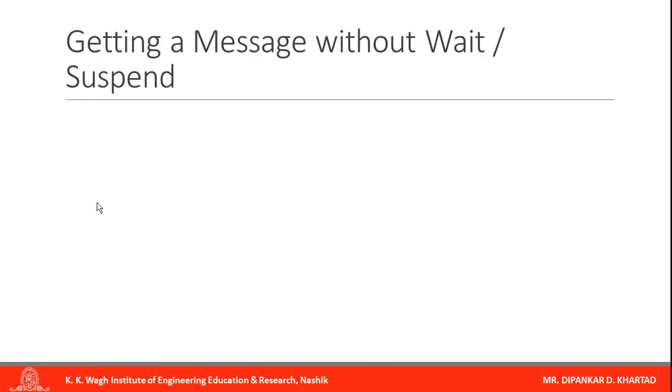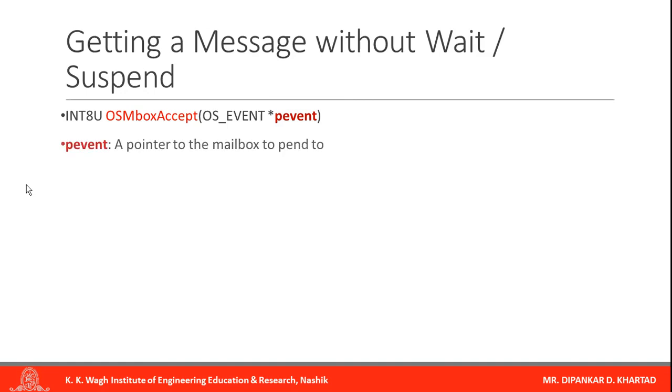Next service is getting a message without wait or suspend. It is again a very simple function to use. OS mbox accept, and in that we are passing only one pointer of the mailbox. So pevent is a pointer to the mailbox to pend on. Now it will return a value. First it will return a non-null value if a message is received, and second it will return a null value in case of an error or if the mailbox is empty.